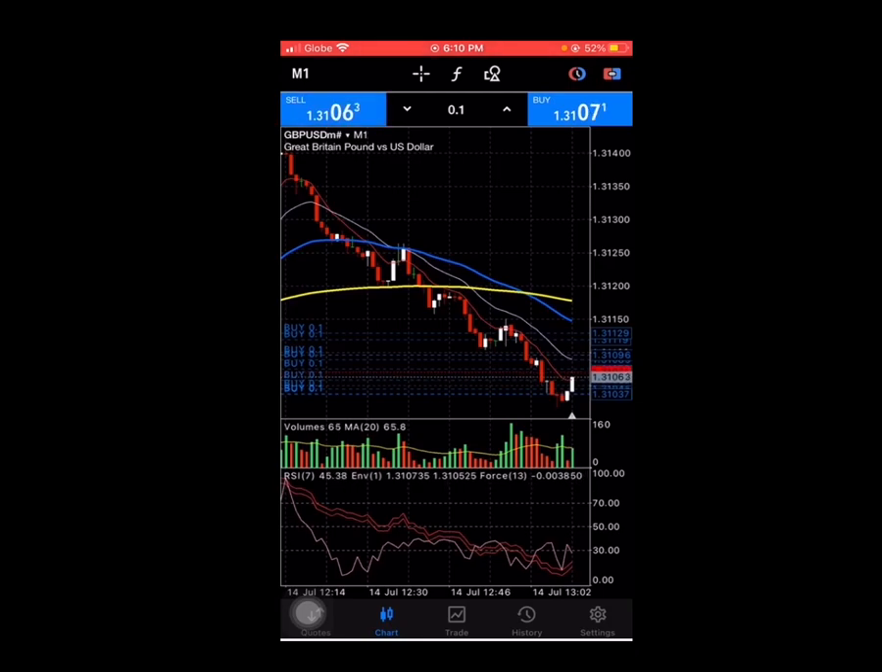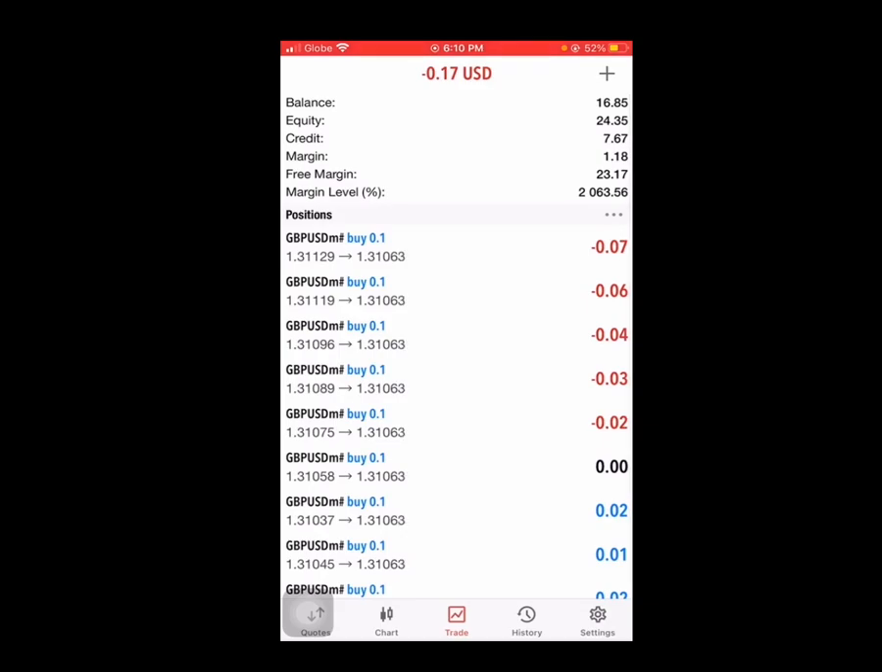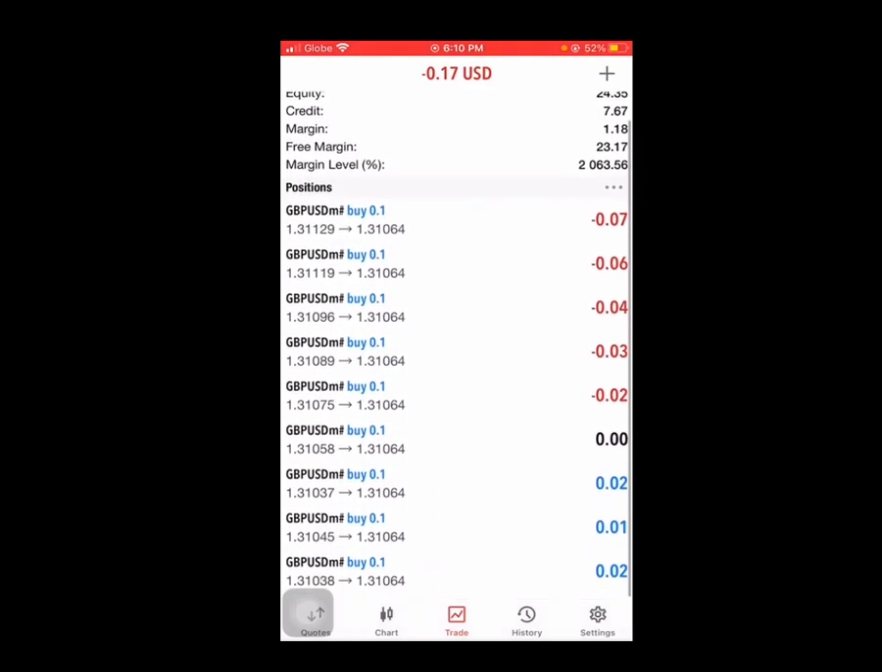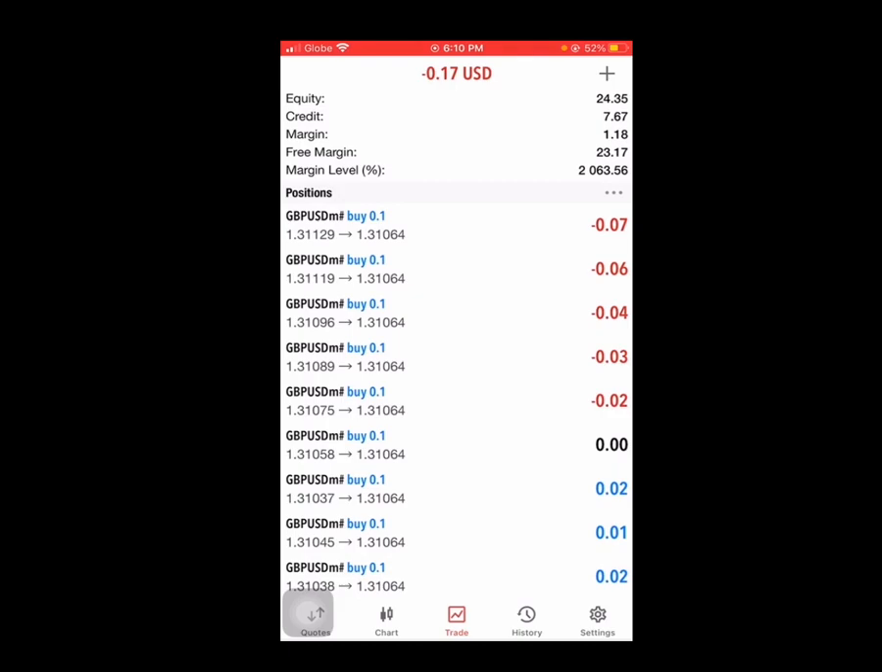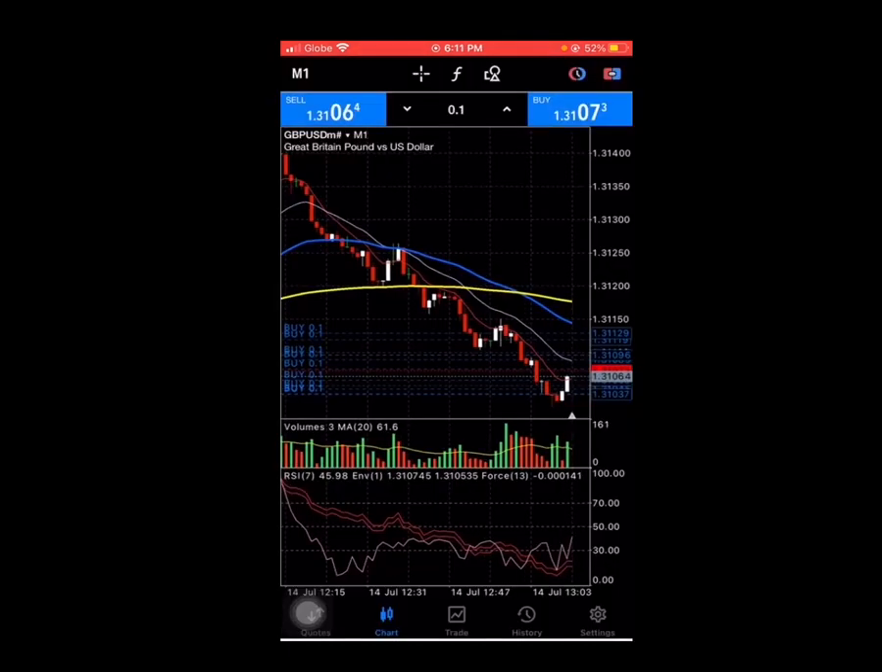Right, so as you can see here, the price is still far from our profit. We are still at negative 0.17. Okay, and then as you can see here, the volume started to spike.